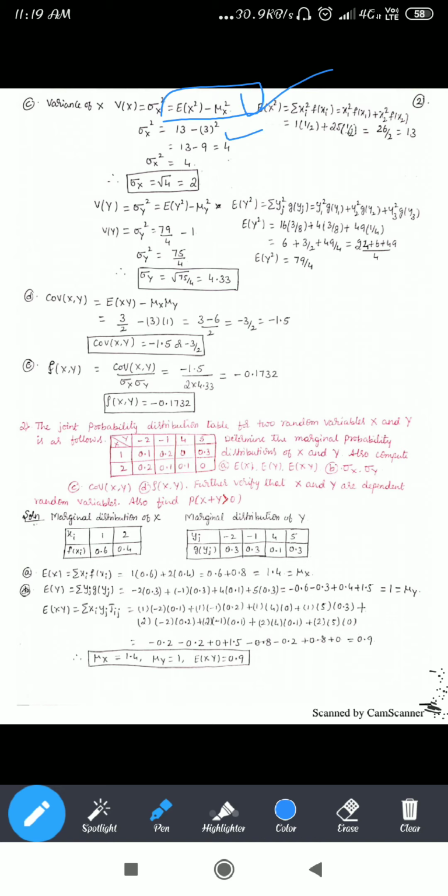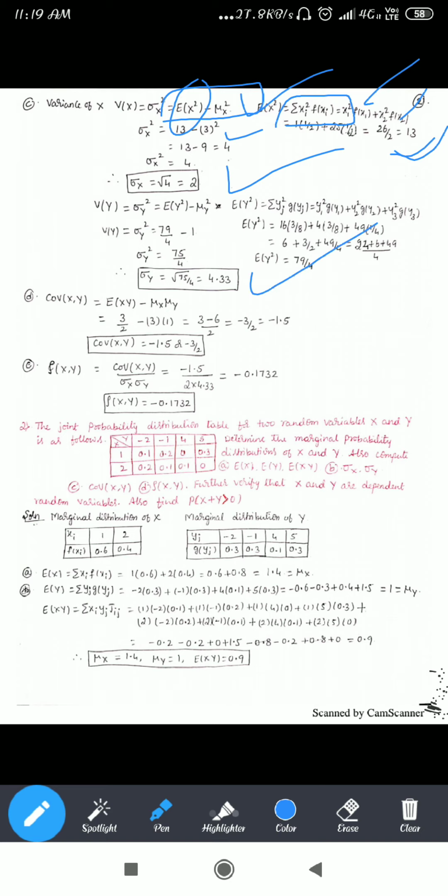But we don't know E of x square. So E of x square means the same thing: summation xi square into f of xi. That is x1 square f of x1, x2 square f of x2. You will get 13 as the answer. By using the marginal distribution table, you will get it. So same thing after substitution, you get sigma x. Same thing for variance of y, and that is sigma y.